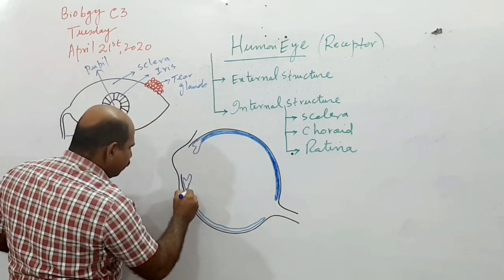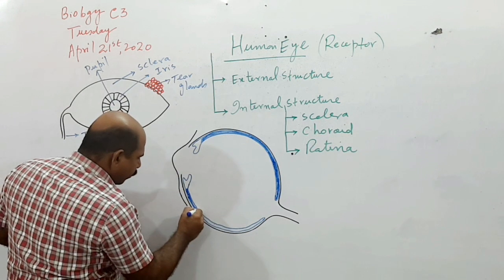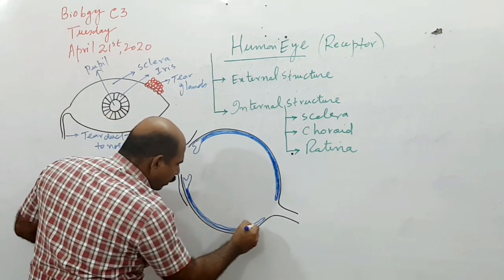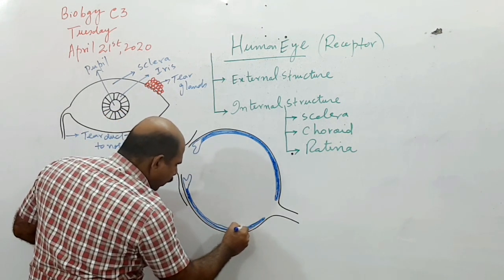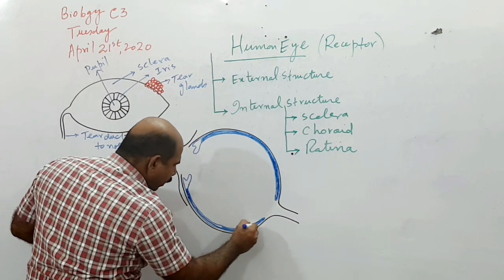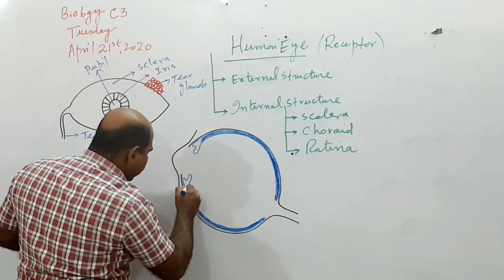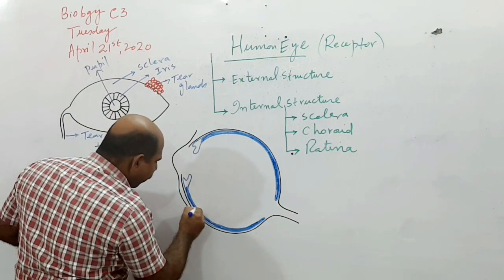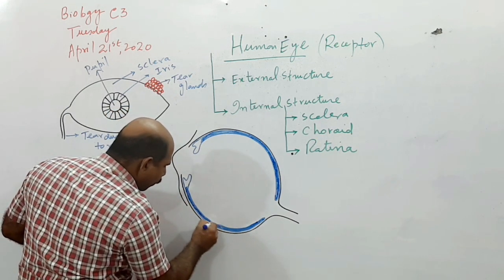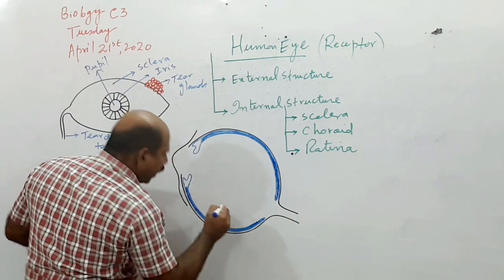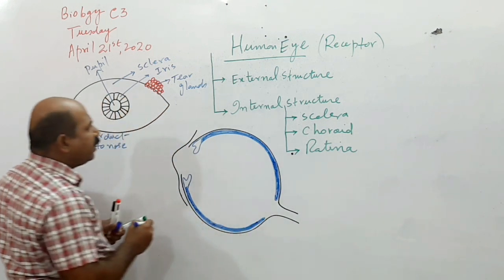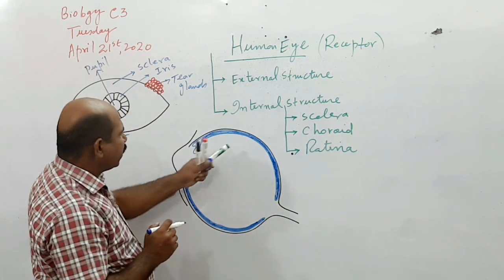So this region, this is all actually a circular part of that. So this is the choroid. This layer is called choroid. So choroid has two very important functions.